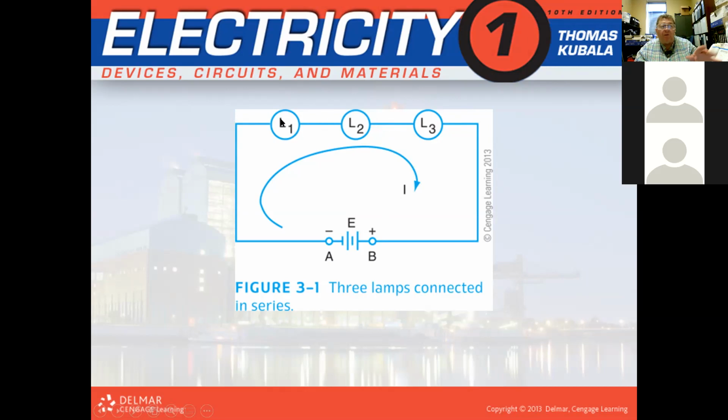If this one here blows, they all go out because there's no way for the current to maintain a closed circuit. So if there's no amps flowing, all the bulbs go out. And if you put a voltmeter across this bulb here, you're going to read the main voltage right there, or close to it.